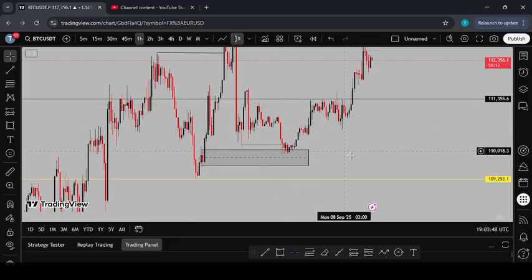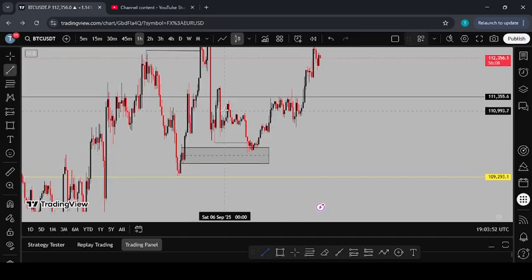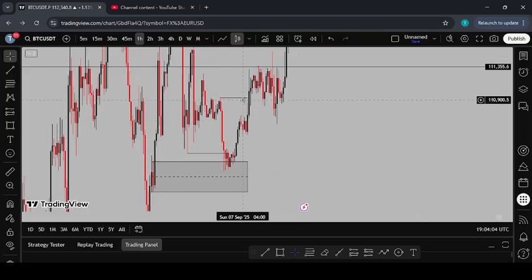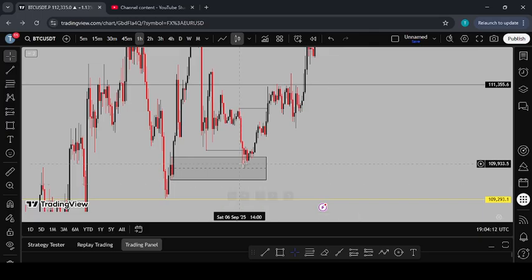The market shifted structure here. On this time frame, you can see the previous low that brought the market down, and the market shifted the structure here. So if you are not taking a trade aggressively, why is this a structural shift?